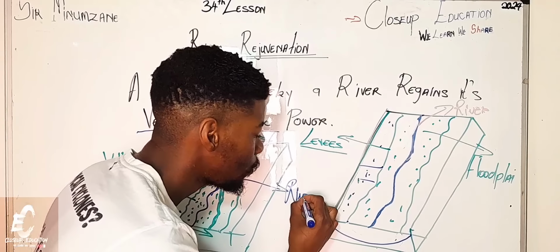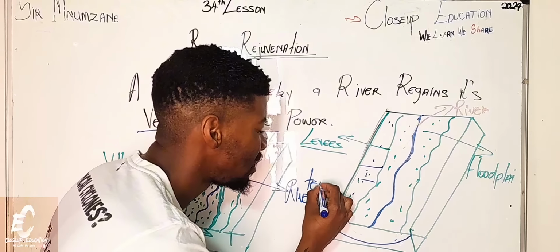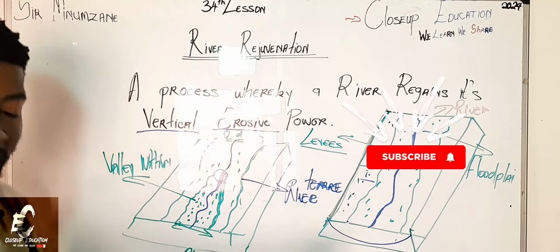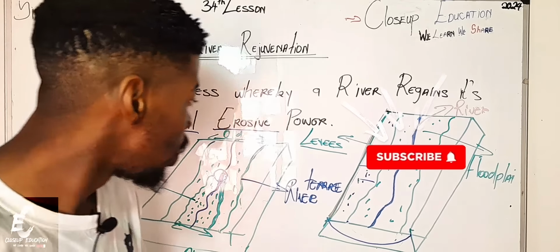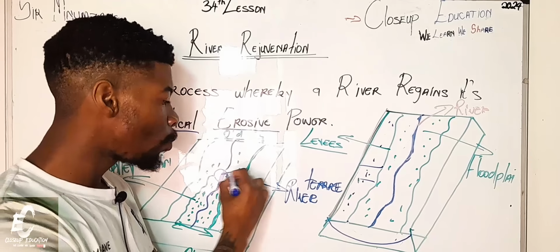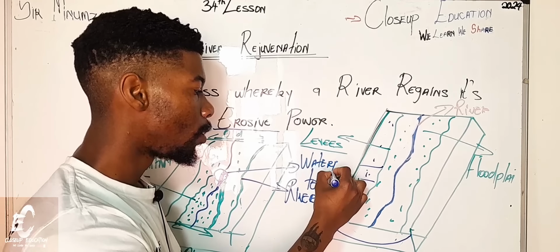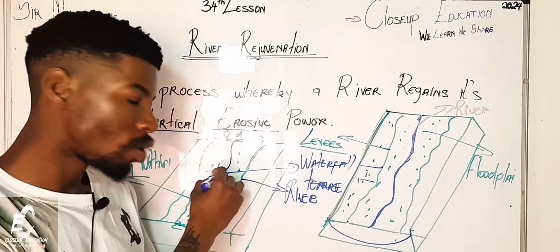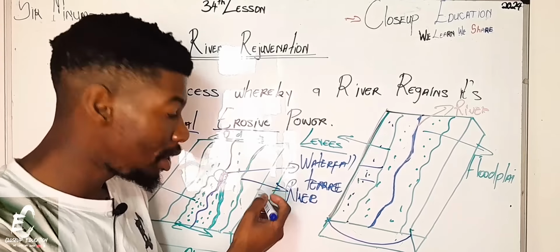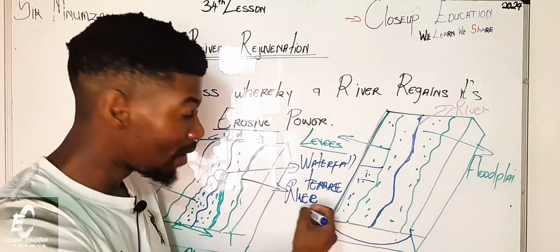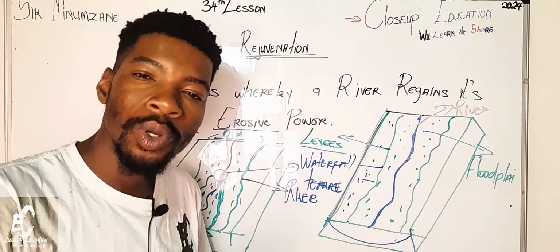River terraces. River terrace. Yes, guys. Now we can have river terrace. So what can we tell now? We have what we call waterfall. We have waterfall because of the gradient change. We have river levees, river terraces because of also the gradient change.